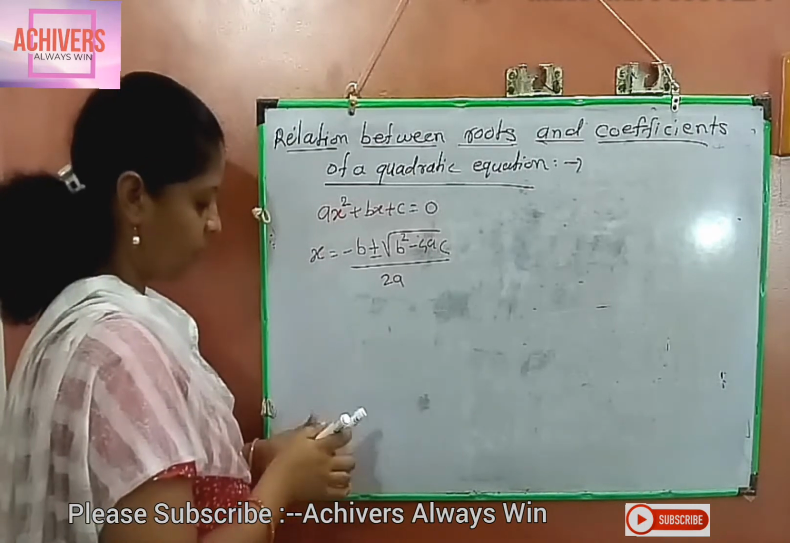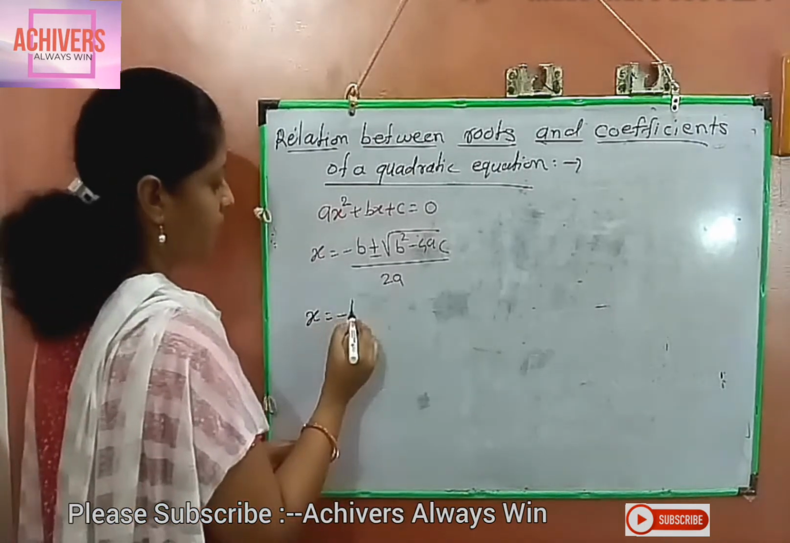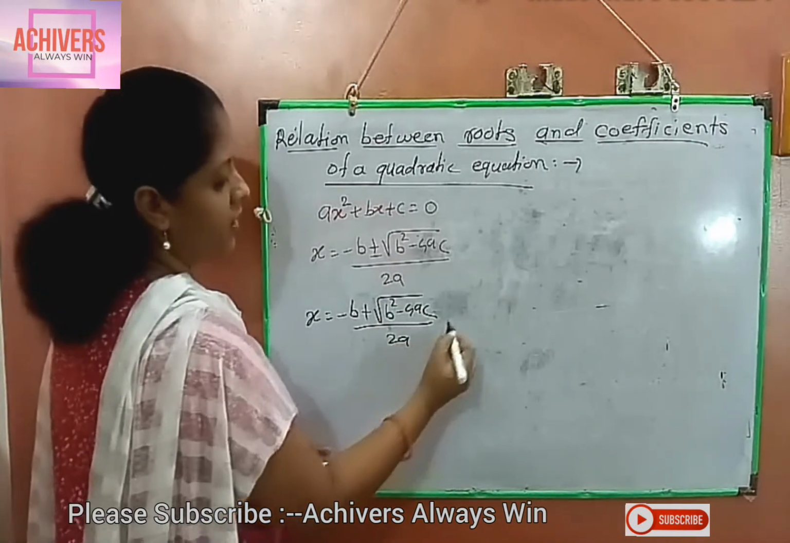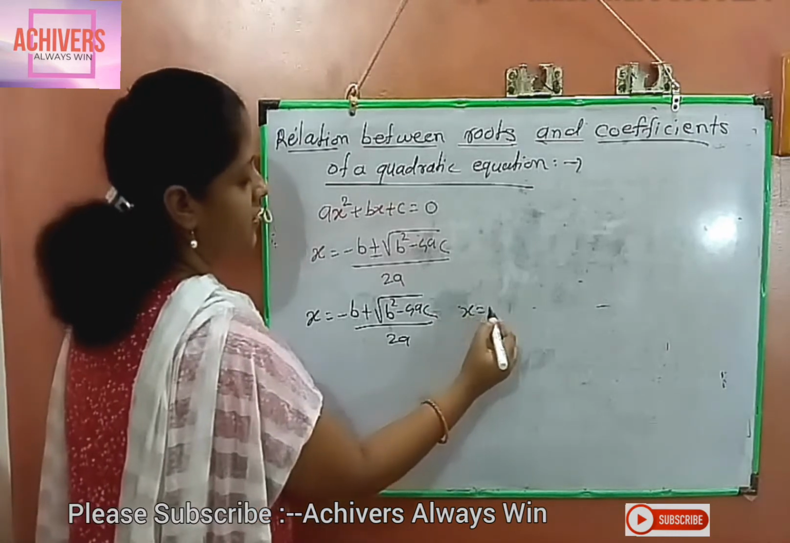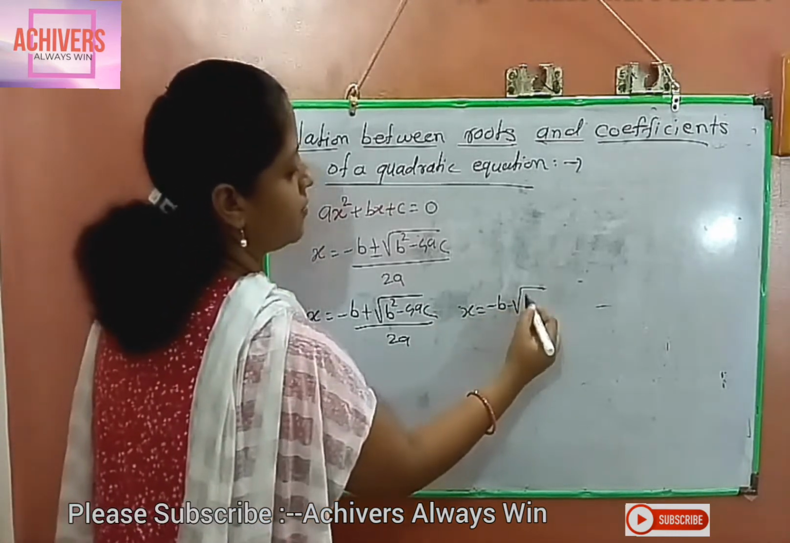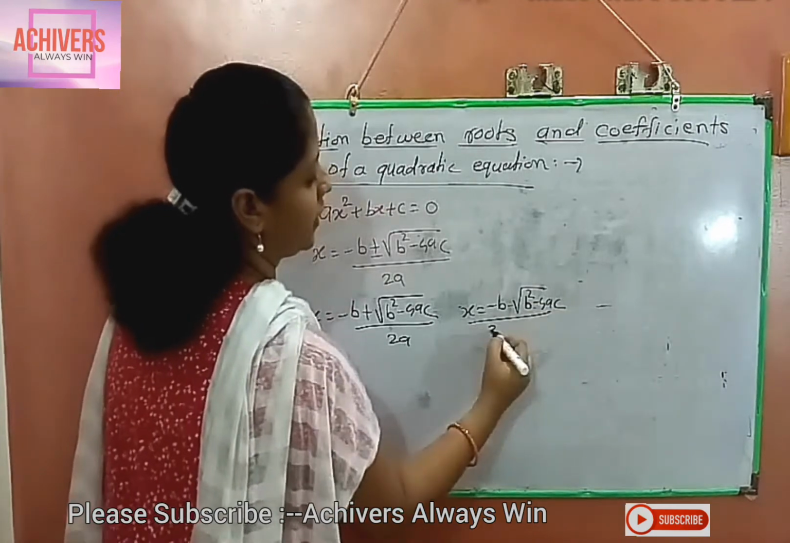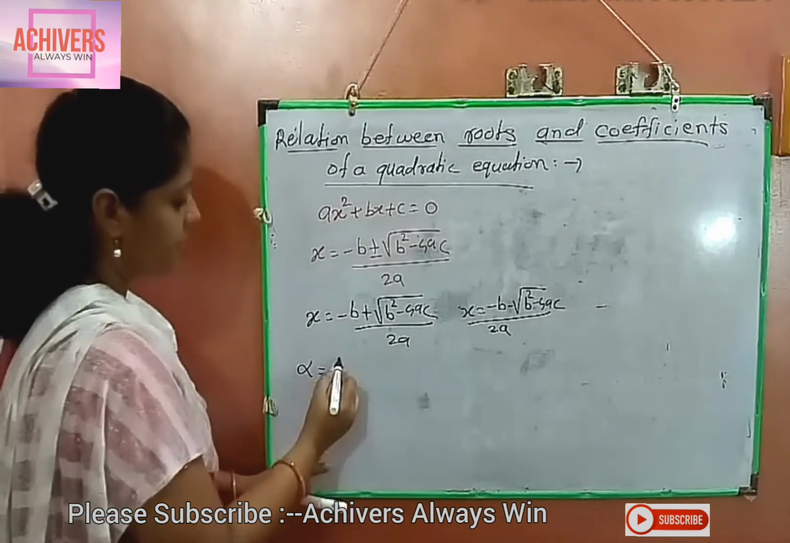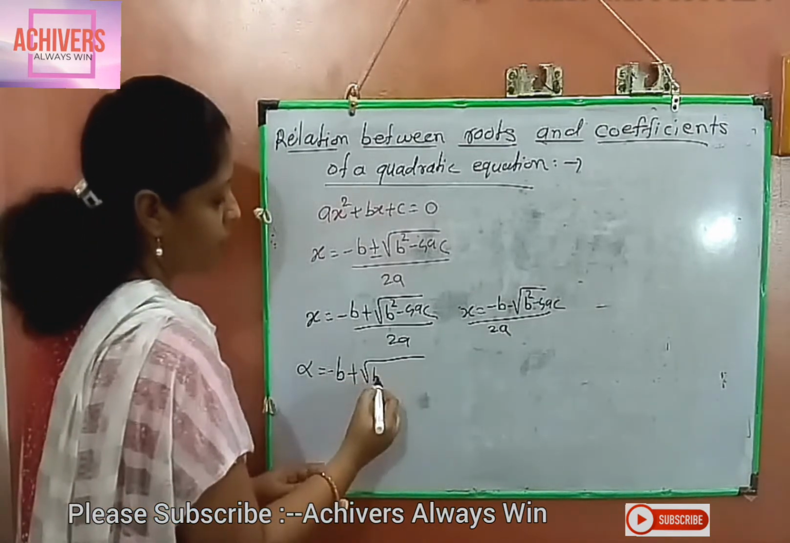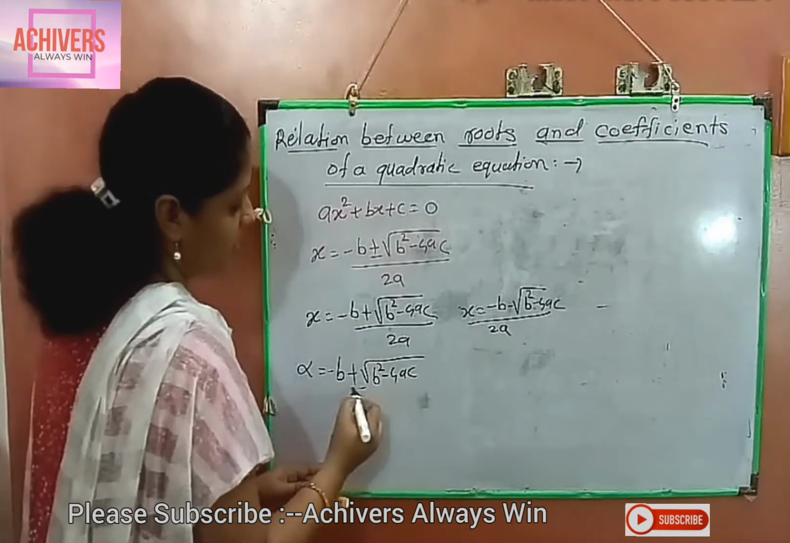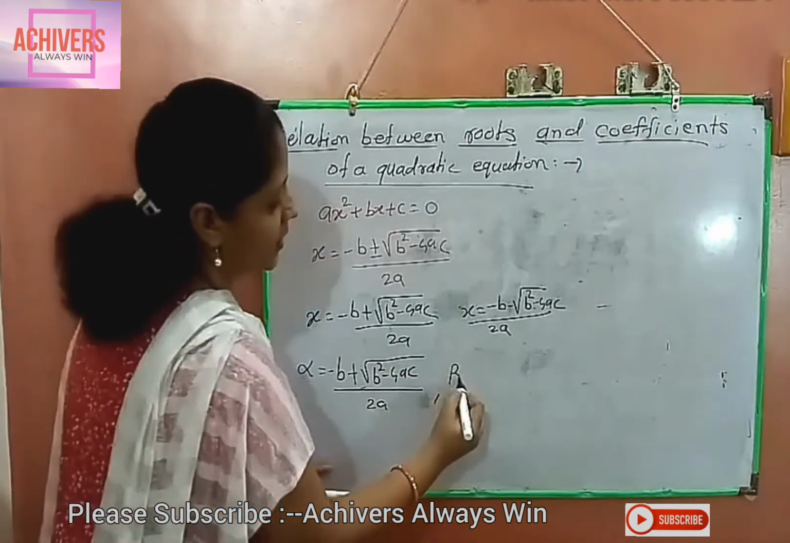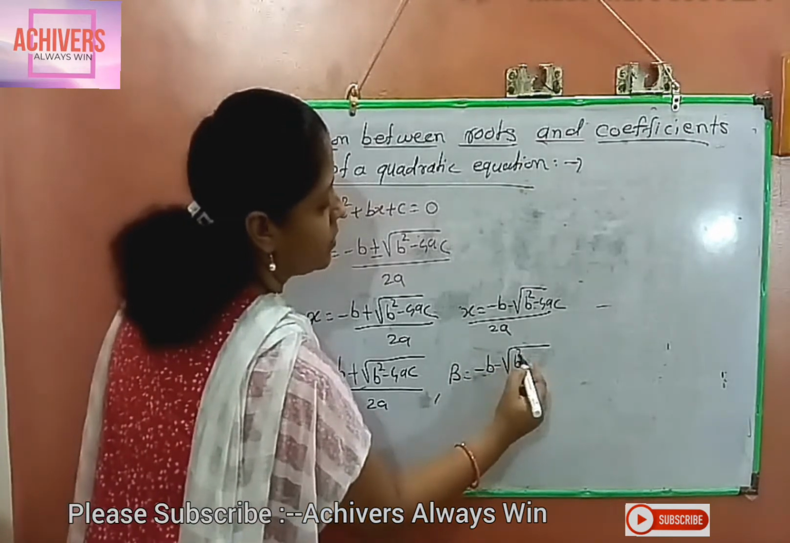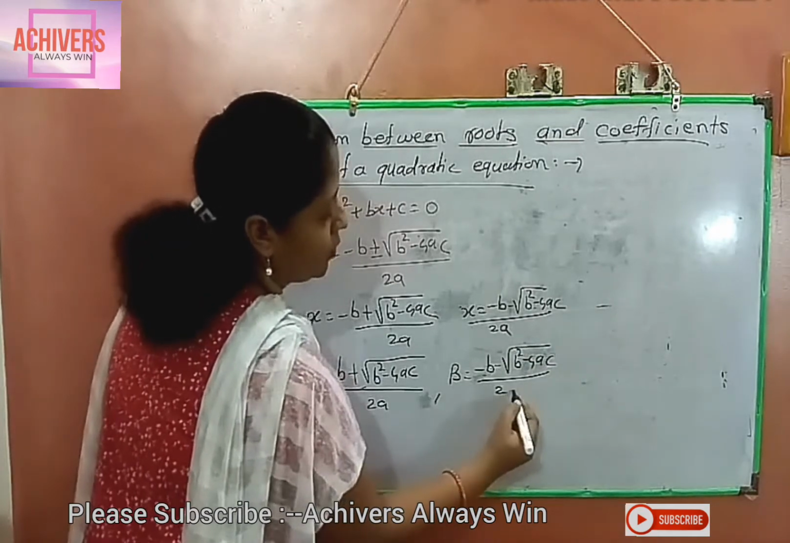First we get the positive value, x is equal to minus b plus under root b square minus 4ac upon 2a, and the second value, x is equal to minus b minus under root b square minus 4ac upon 2a. Let's consider the first root is alpha and the second one is beta. So alpha is equal to minus b plus under root b square minus 4ac upon 2a, and beta is equal to minus b minus under root b square minus 4ac upon 2a.